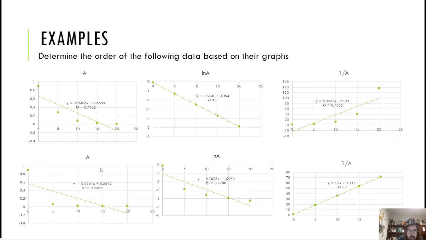Now the second set of data, I've plotted the linear regression, and the concentration versus time is not linear. The natural log of concentration versus time is not really linear. It's close, but not quite there yet. But when I plot 1 over the concentration, suddenly we have a linear regression. And so 3.5 is our K constant for that.